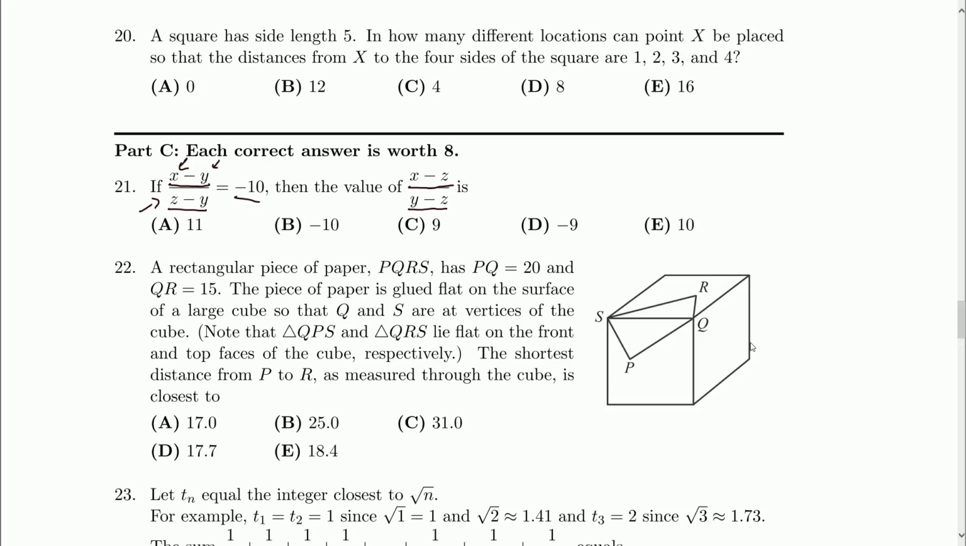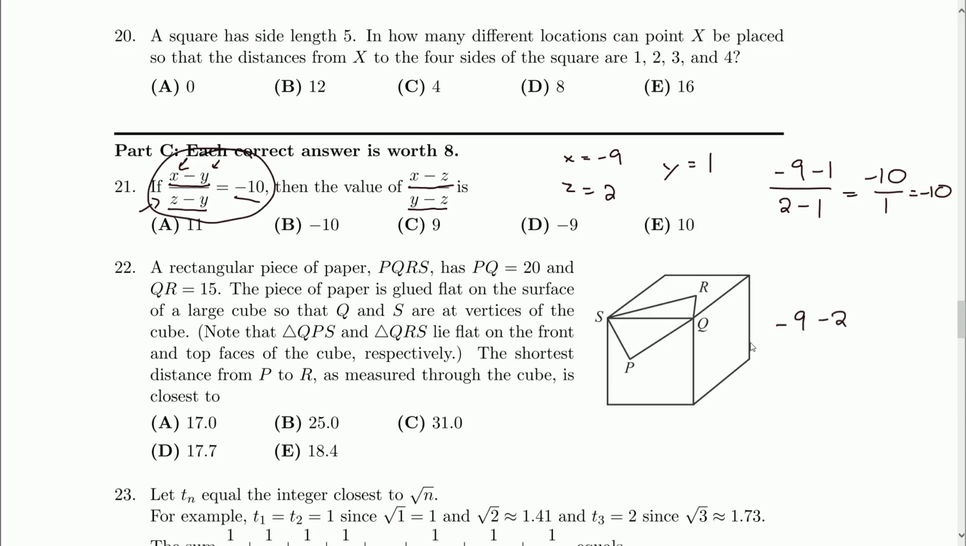So for example, if I let x be negative 9 and y equal 1 and z equal 2, then I'm going to get negative 9 minus 1 over 2 minus 1, which is negative 10 over 1, which is negative 10. So this x, y, and z do technically satisfy my conditions. Okay? They are a solution. And so plug them in and see what I get. So we get x minus z, so that'd be negative 9 minus 2, over 1 minus 2, and you'll get negative 11 over negative 1, so the answer is 11. So it should be A.